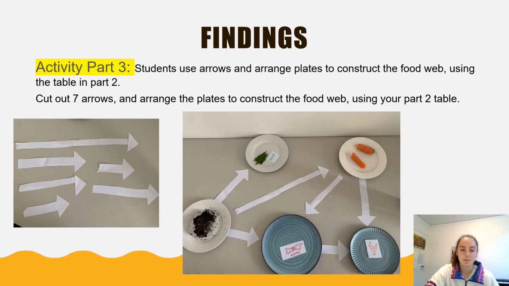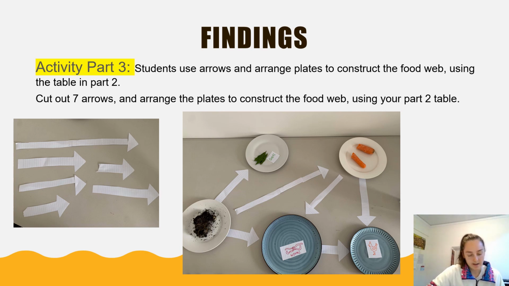So for activity part 3, students use arrows and arrange plates to construct the food web using the table in part 2. So if you want to, cut out 7 arrows and arrange the plates to construct the food web using your part 2 table. So here, I think I've got some different results to the other people in my group, but yeah, it's kind of confusing. But you can see, for example, soil is being used up to grow the carrots in this picture.